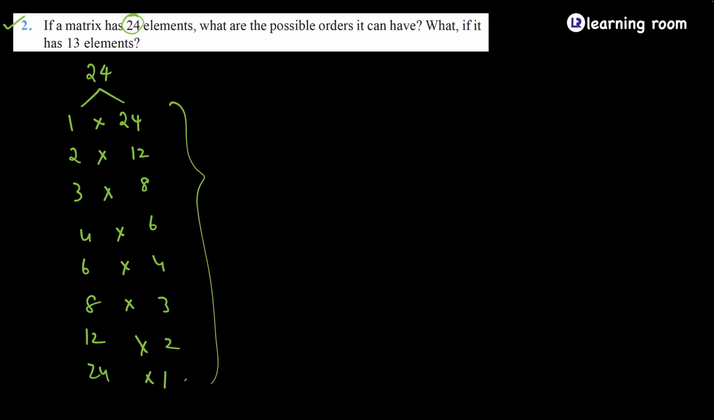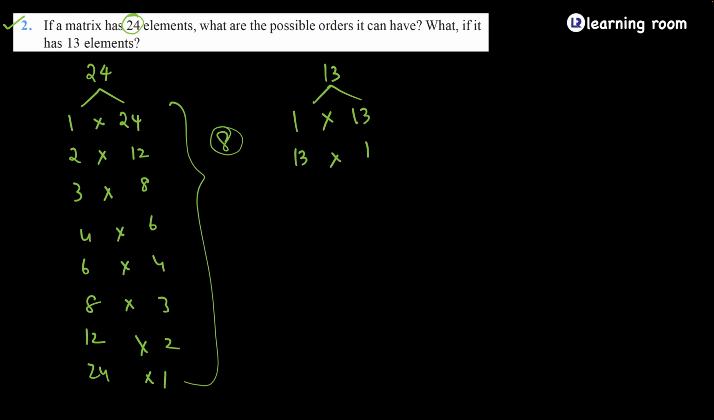So how many such matrices are possible? 1, 2, 3, 4, 5, 6, 7, 8. So there are 8 such matrices that are possible. It is basically of order 1 cross 24 to 4 cross 6, and from there, it is exactly reverse. Right. Now, the next question is, what if there is a matrix which has 13 elements? Only 2 possibilities are there, because 13 is a prime number. So it is going to be 13 into 1. So it will be 1 cross 13 or 13 cross 1. That's it.